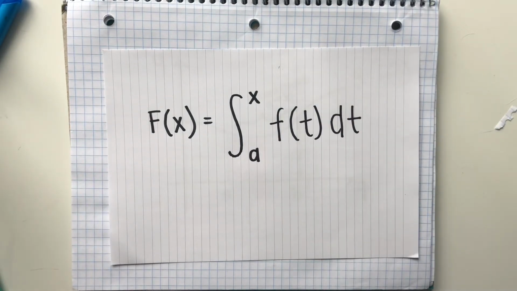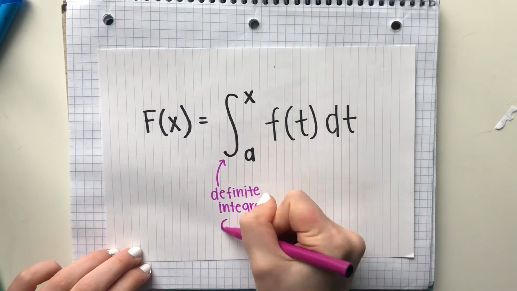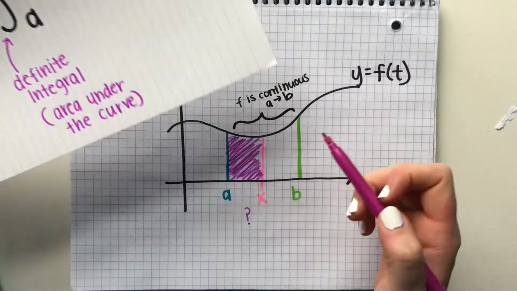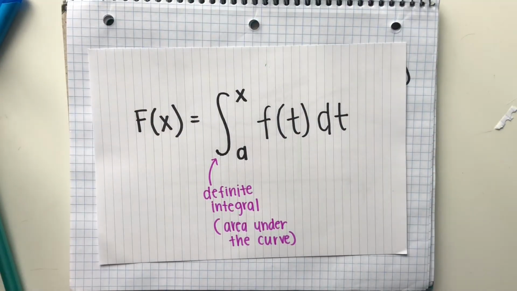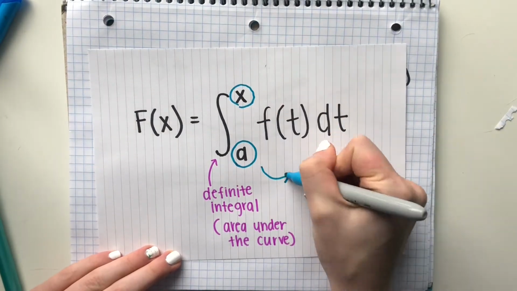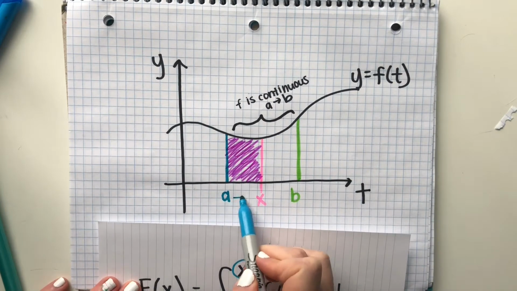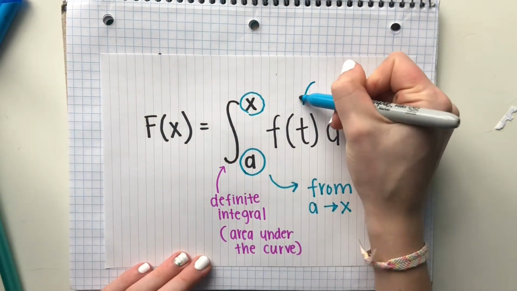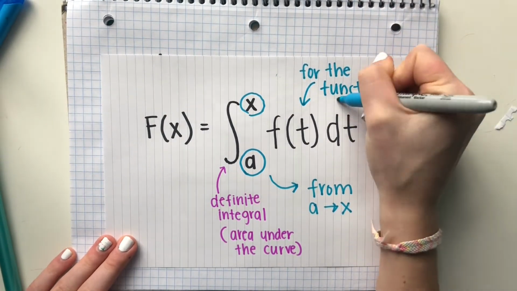So what do each of these things mean? That big S thing is the definite integral. That's going to be the area under the curve, so you can also see that in the pink of our graph. And then x and a mean from a to x. And then f of t is going to be our function.